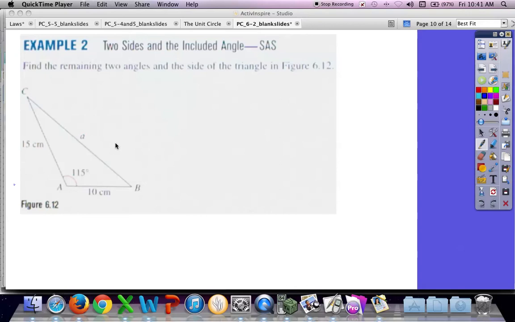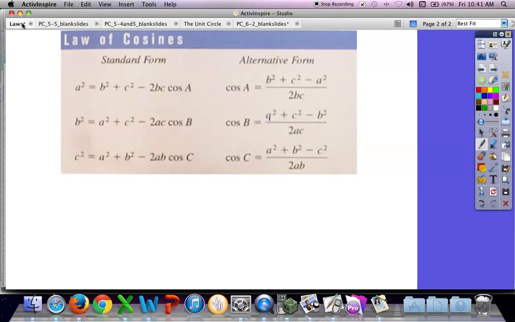Right. So side angle side, right. In side angle side, it's clear which side we're going to solve for. You're always solving for the side which is across from the angle that you know, right? So the form of this that we want is the one that's actually solved for a squared. We will be able to plug in for B and C and angle A. So go back to that.